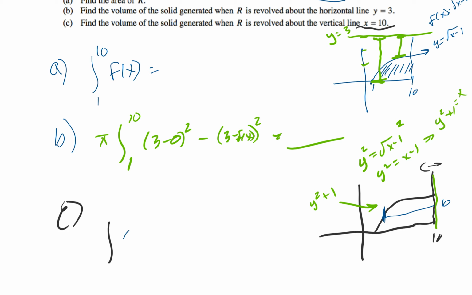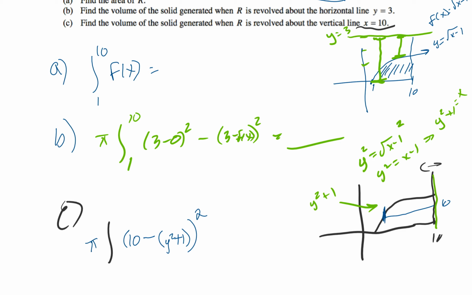So my equation is going to be 10 minus parentheses y squared plus 1. All right, I can't use f of x because f of x was when it was in terms of x. This is in terms of y. So I'm just going to rewrite it. Keep in mind, put parentheses. And then we're going to square it, right? Because it's volume. So right minus left, big minus little. My limits, don't forget the pi by the way.